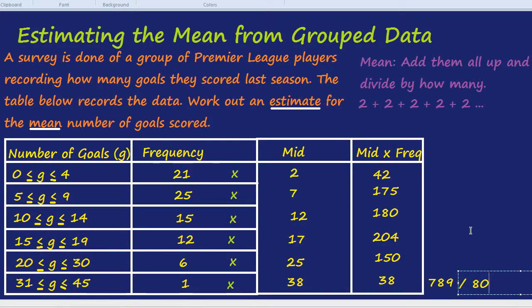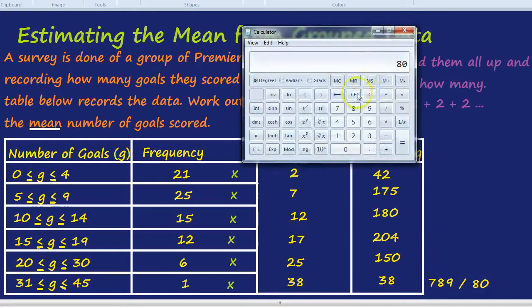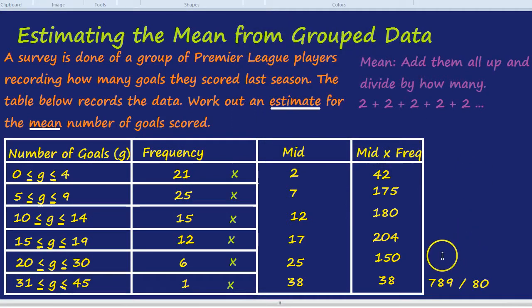We're now finally ready to do what we always do with the mean, which is after we've added them all up, divide by how many? 789 divided by 80 is 9.86. So to 2 decimal places, that's 9.86. And that kind of makes sense, doesn't it?